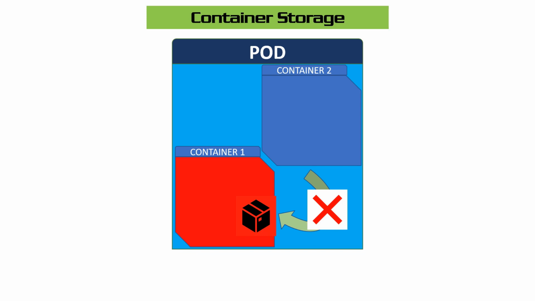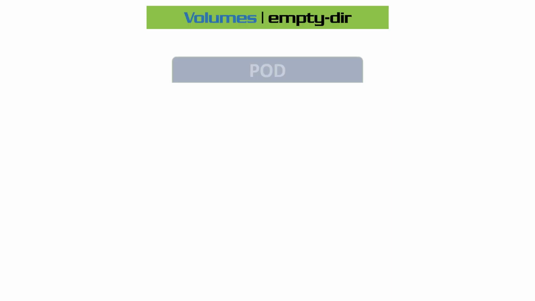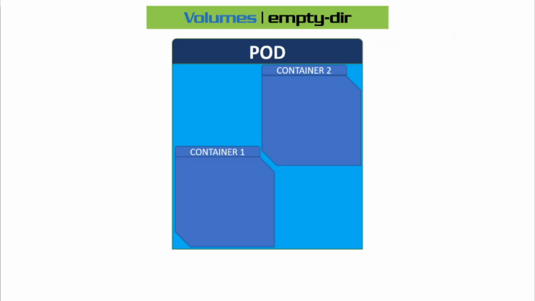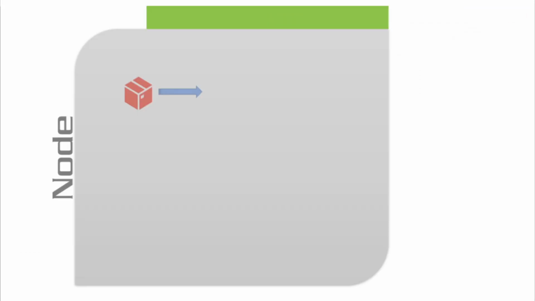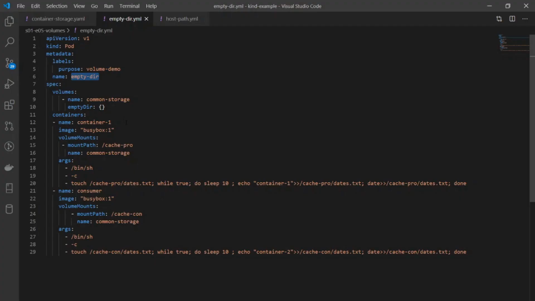Now, what if you want your file to be accessible between containers of the same pod? You should start using volumes. The simplest of it is emptyDir, or empty directory. This is a disk space that gets allocated to your pod once it is deployed to a node. As the name specifies, it just comes with an empty directory.